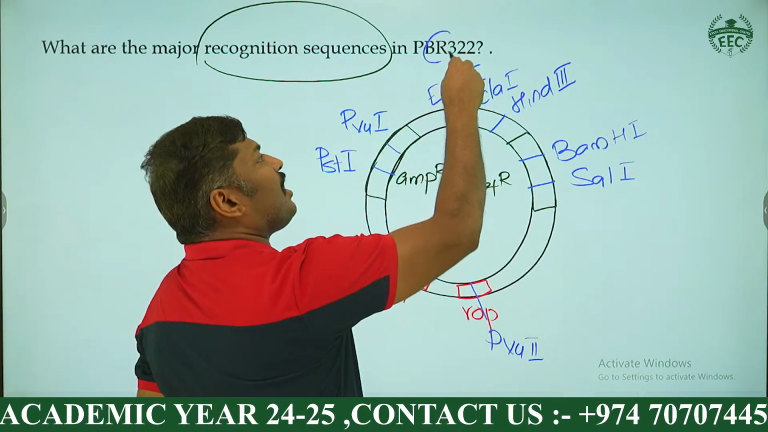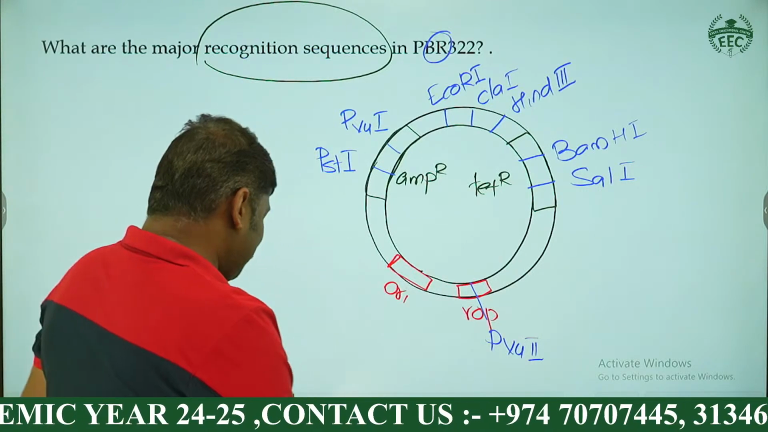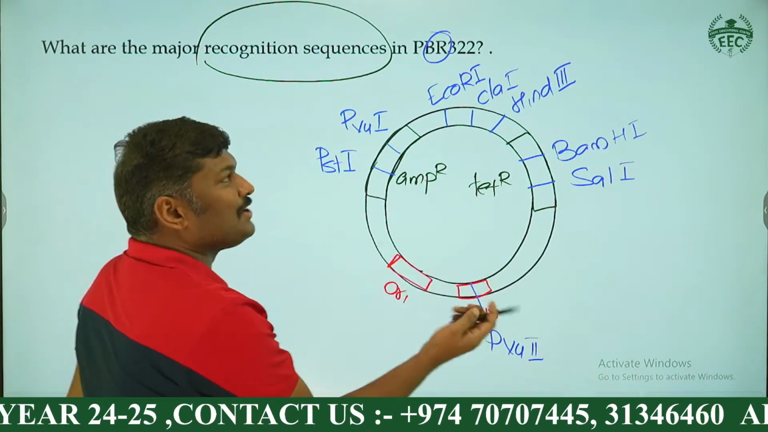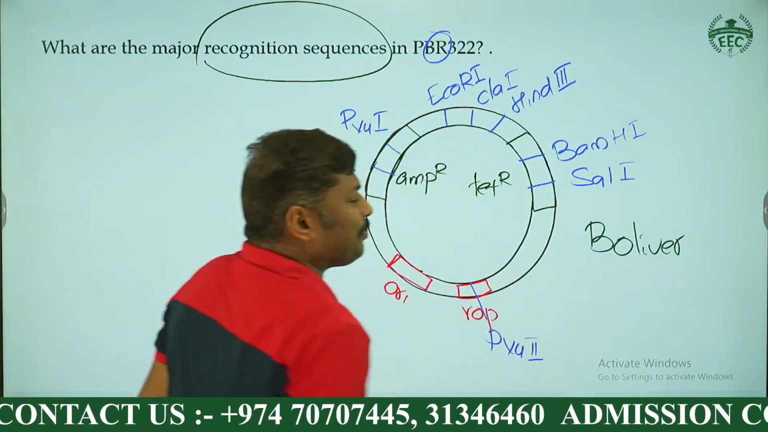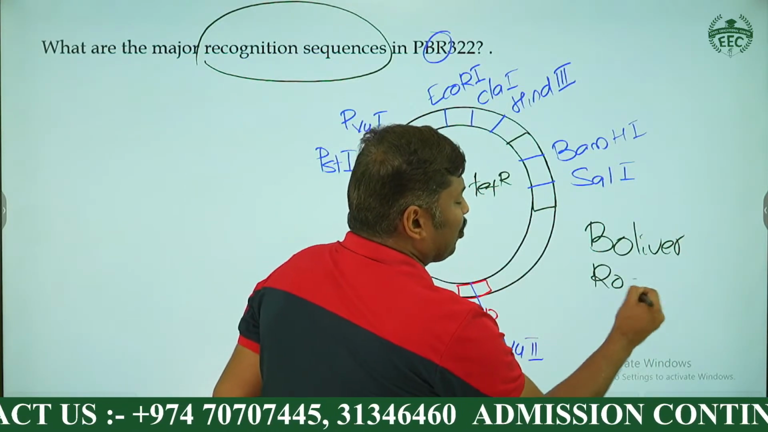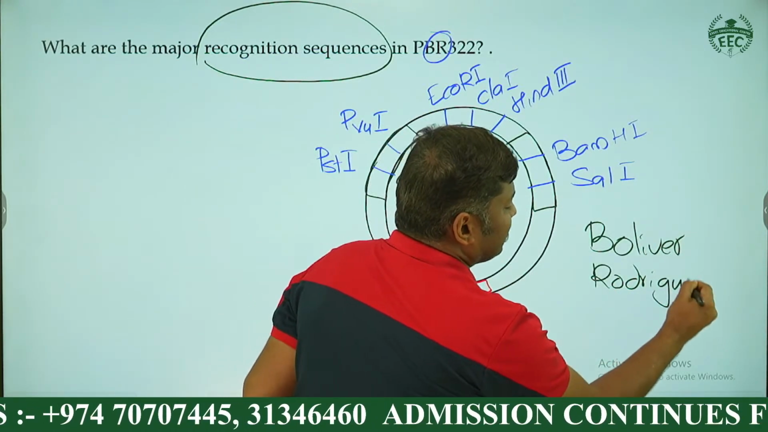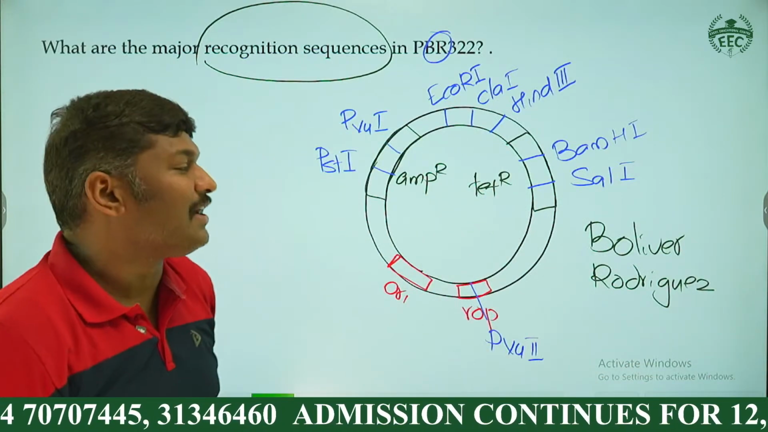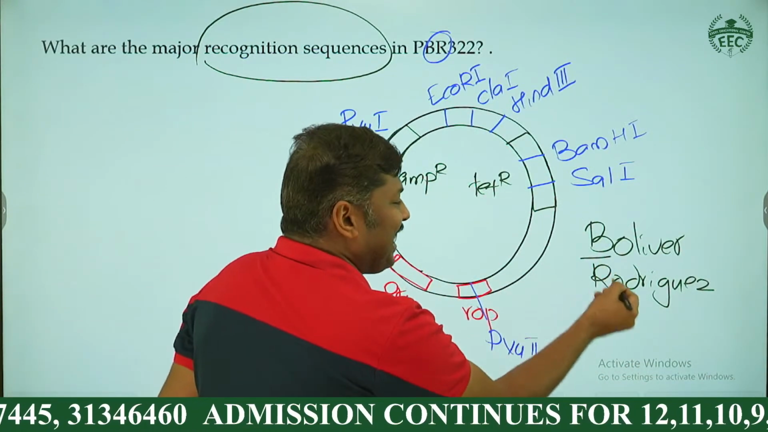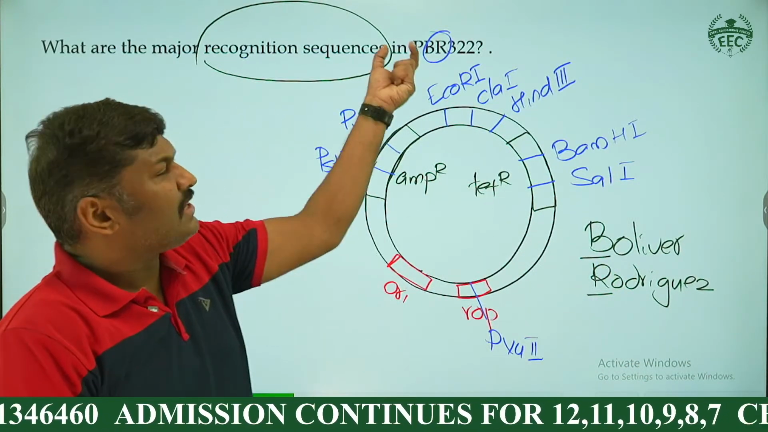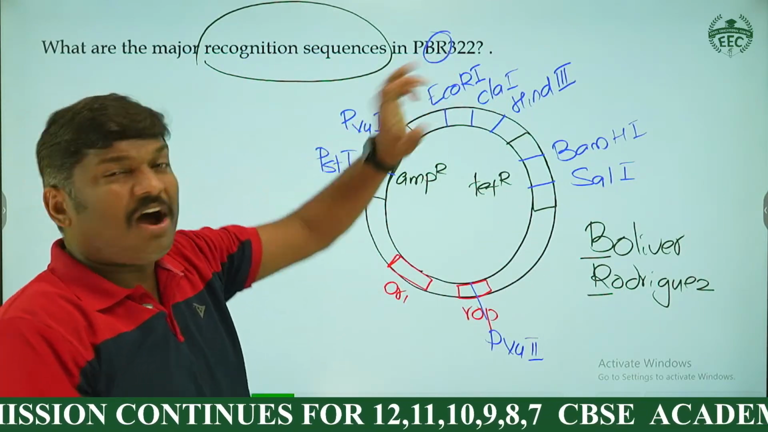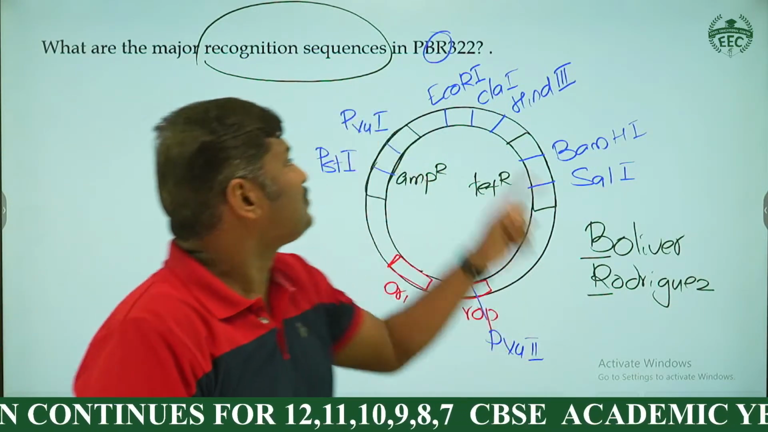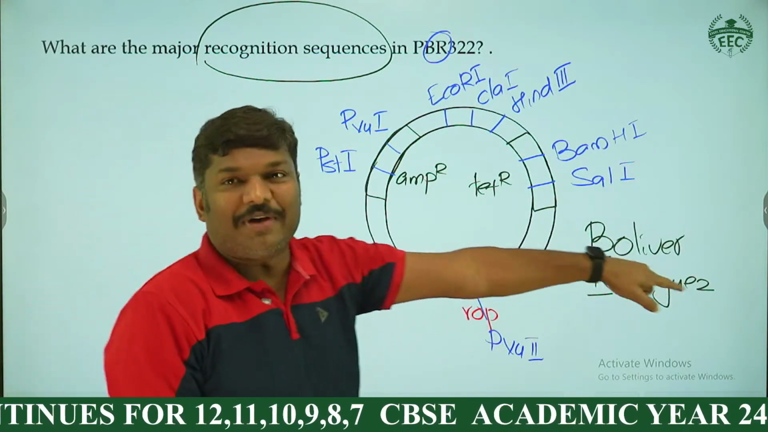What is this BR, my dear students? That is also not given in the textbook, my dear student. The B stands for Bolivar and R stands for Rodriguez. These are the 2 scientists. Bolivar and Rodriguez are the 2 eminent personalities who developed the first artificial plasmid. That is what we call PBR322, Bolivar and Rodriguez.